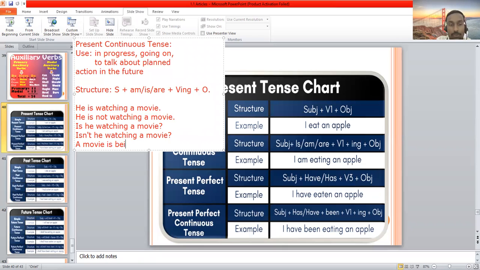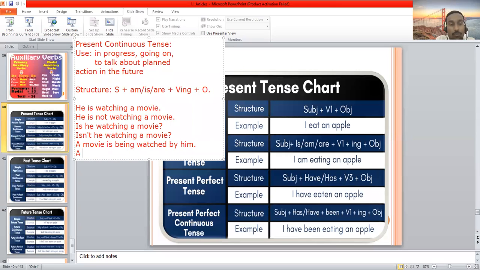So therefore we need to use being. Being watched. Then the main verb is watch. What is the past participle of watch? Watched. Then preposition by and him. Okay, so you can make it like this.